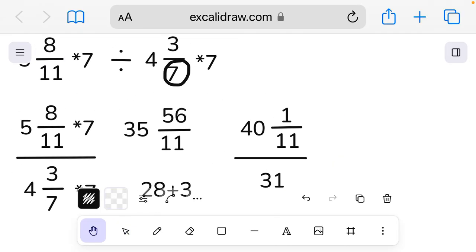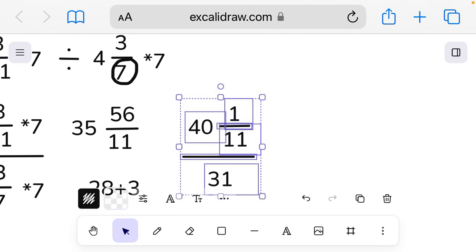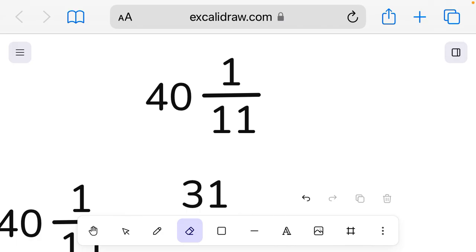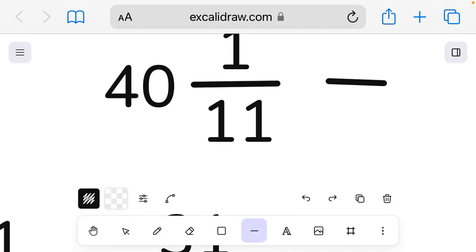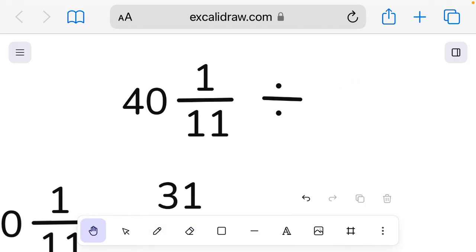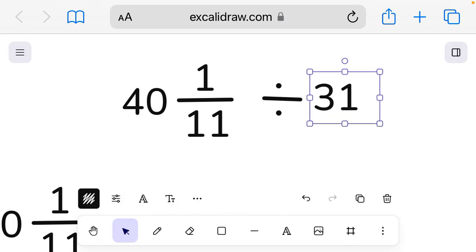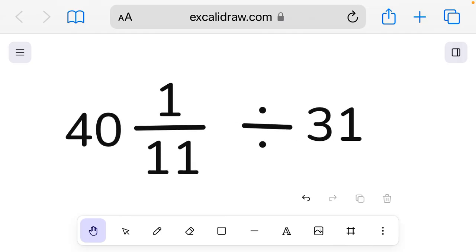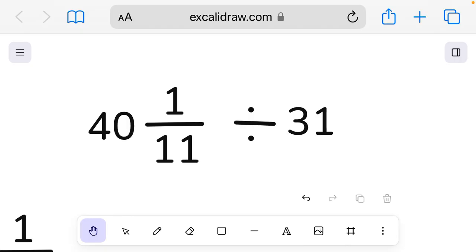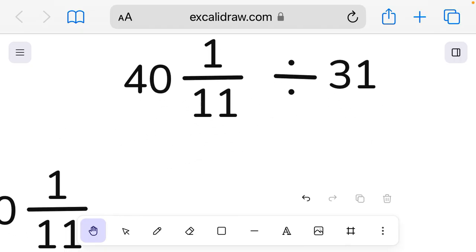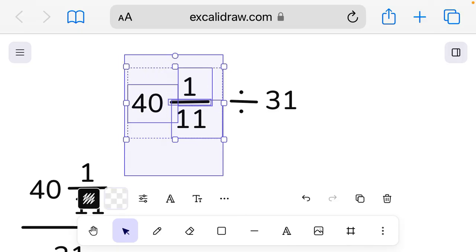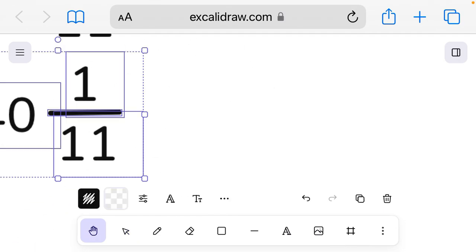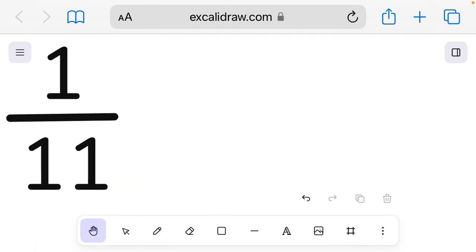And now if you want to write it in the full division form, it's like this. Now all you have to do is KCF, which means keep, change, flip. So all you do is keep this first fraction. You write it the same as it is, and then you switch to multiplication.